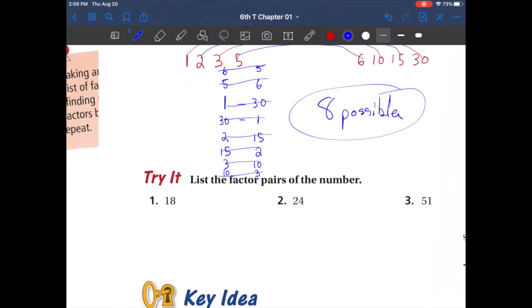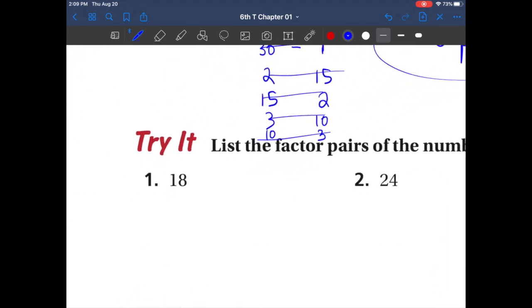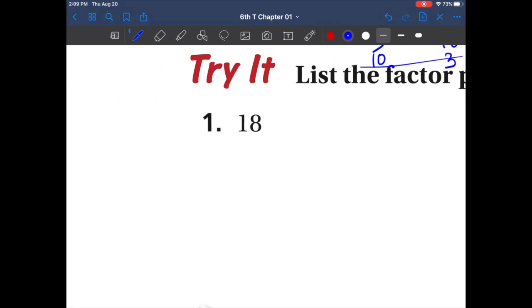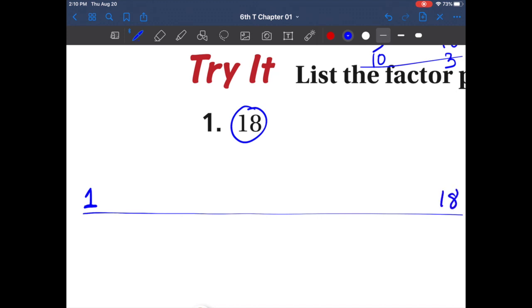Okay, now let's do a few more examples and see if we can figure this out again. So let's list some factor pairs. Okay, so we have the number 18. Let's list all the numbers that we know can go into 18. So remember, I want to do this on a straight line. I'm going to start all the way over to the left. 1. What number times 1 will give me 18? Well, 1 times 18, right? What about 2? Does 2 go into 18?